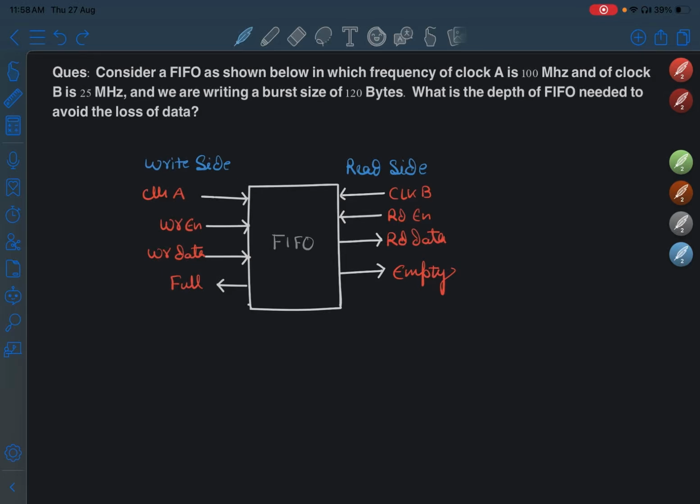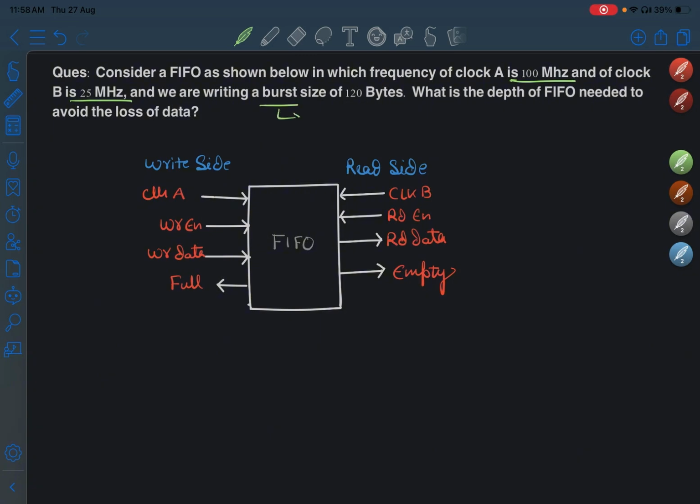So, hello everyone. Today I am going to discuss a very interesting FIFO question that was asked to me in my Qualcomm interview. Since I had mentioned an asynchronous FIFO project on my resume, the interviewer asked me, consider a FIFO where the write clock is 100 megahertz and the read clock is 25 megahertz and the writing a burst size of 120 bytes.